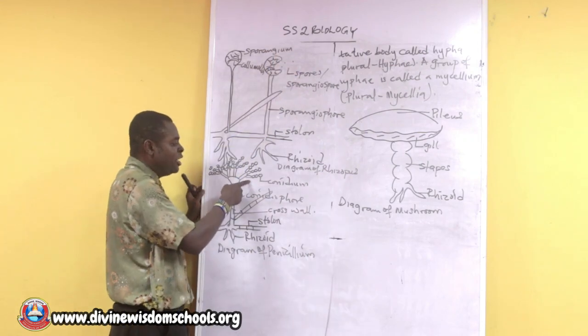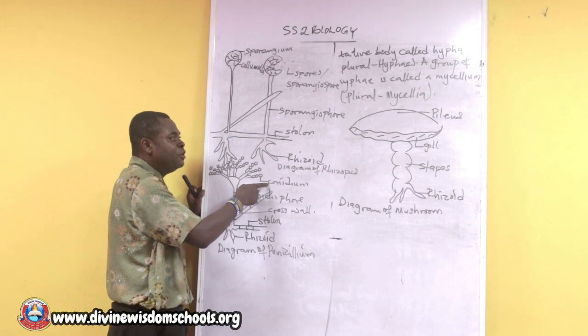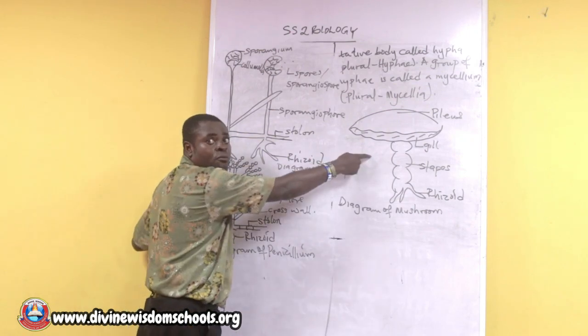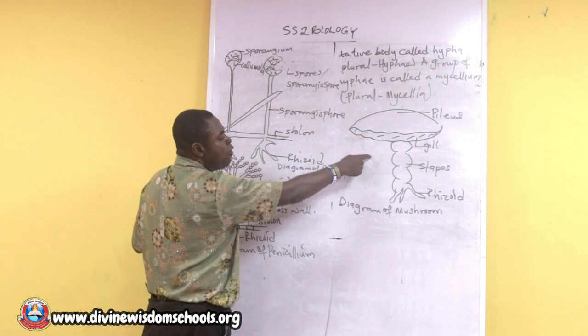Then the spore case of penicillium is conidium. The plural form is conidia. Then the spore case of mushroom is basidium. The plural of which is basidia.